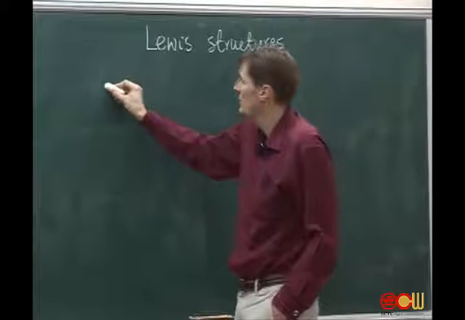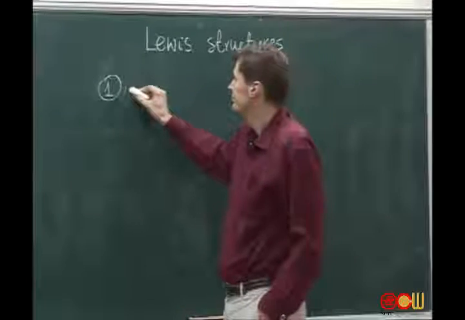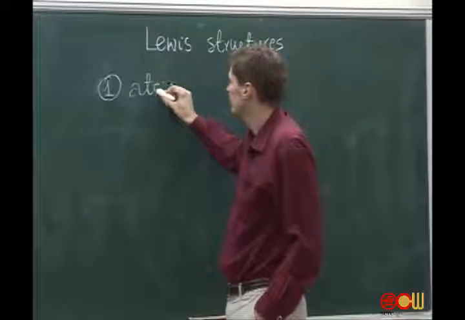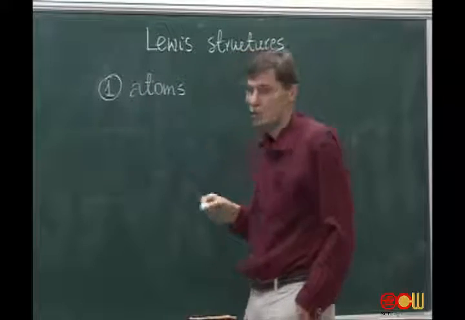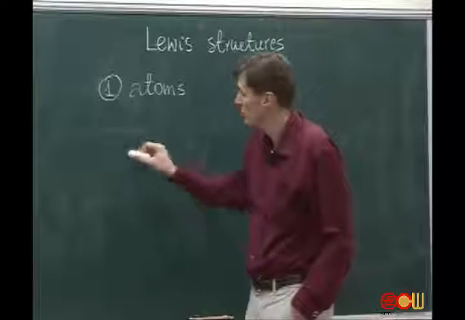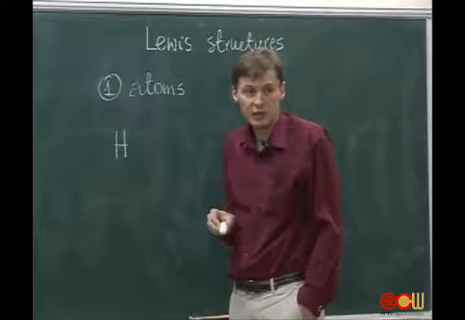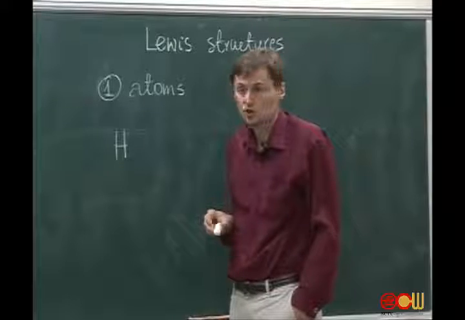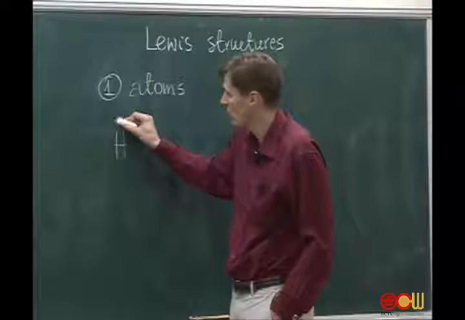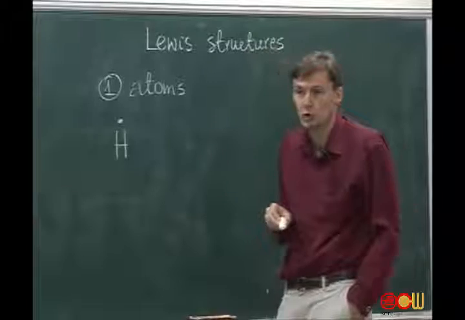Let's start with atoms. To write a Lewis structure for an atom, you put the symbol of the element and then you put the number of dots. Hydrogen has only 1 valence electron, so you put 1 dot.